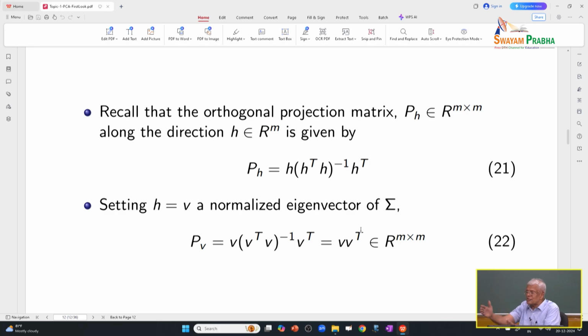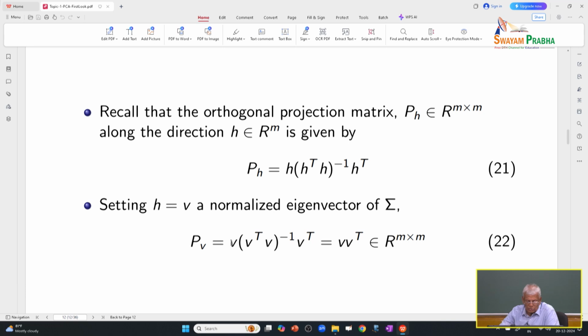So, given a matrix H, if I want to project objects onto that space, the orthogonal projection matrix has an expression given by 20. That's for a general definition, for a general direction H. Now, I have already seen the principal directions or the principal patterns are given by the eigendirections. Now, I would like to project objects in the n-dimensional space onto the eigendirection. I want a projection matrix to project objects onto that eigendirection. That is given by replacing H by V.